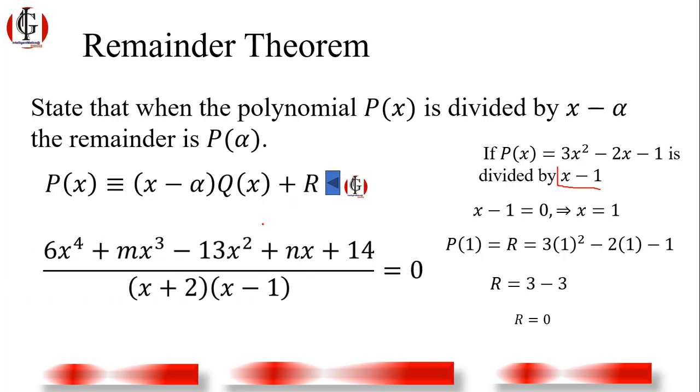So let's go back to our question and see what we have. We have 6x raised to the power 4 plus mx raised to the power 3 minus 13x squared plus nx plus 14 with factors x plus 2 and x minus 1. That implies that if I divide 6x raised to the power 4 plus mx raised to the power 3 minus 13x squared plus nx plus 14 by x plus 2 into x minus 1, it is going to give me 0. So let's go back to the question and solve.